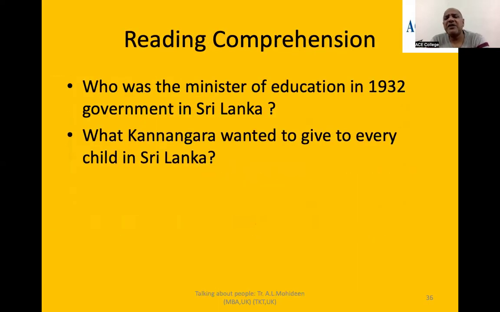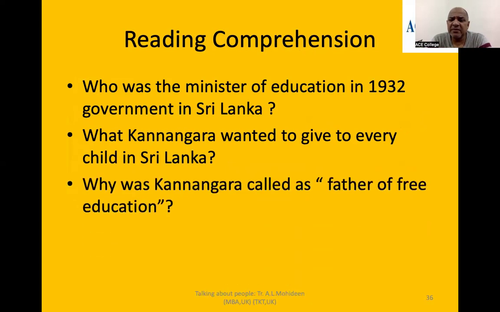So who was the Minister of Education in 1932 in the government of Sri Lanka? What is the answer? C.W.W. Kannangara. So now you can bring that point. C.W.W. Kannangara was the Minister of Education in 1932 in Sri Lanka. What did Kannangara want to give to every child in Sri Lanka? Free education. He wanted to provide free education to every child in Sri Lanka. See, now don't just bring that phrase, free education. You have to make a sentence.